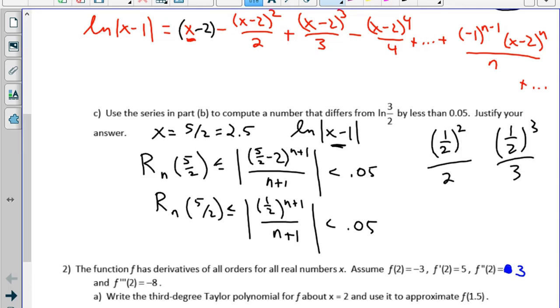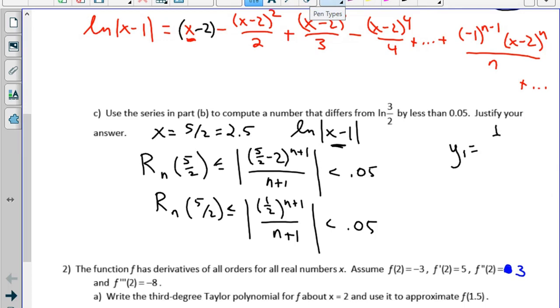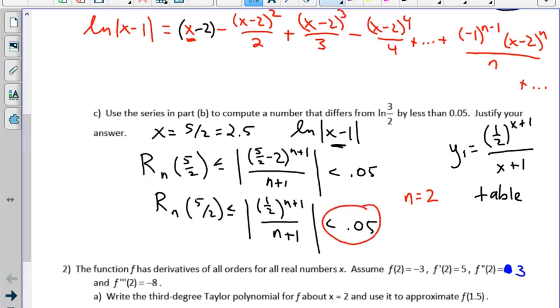So if n is 1, I'm going to get 2. If n is 2, I'm going to get 3, and so on. And figure out when this ends up being less than 0.05. Or you can also, in your y1, type in 1/2 to the x plus 1 over x plus 1, and then go to the table and look for when y ends up being less than 0.05. What you end up with here is we realize that this occurs at n equals 2. This is the first time that it ends up being less than 0.05. So that means that I'm going to use n equals 2.